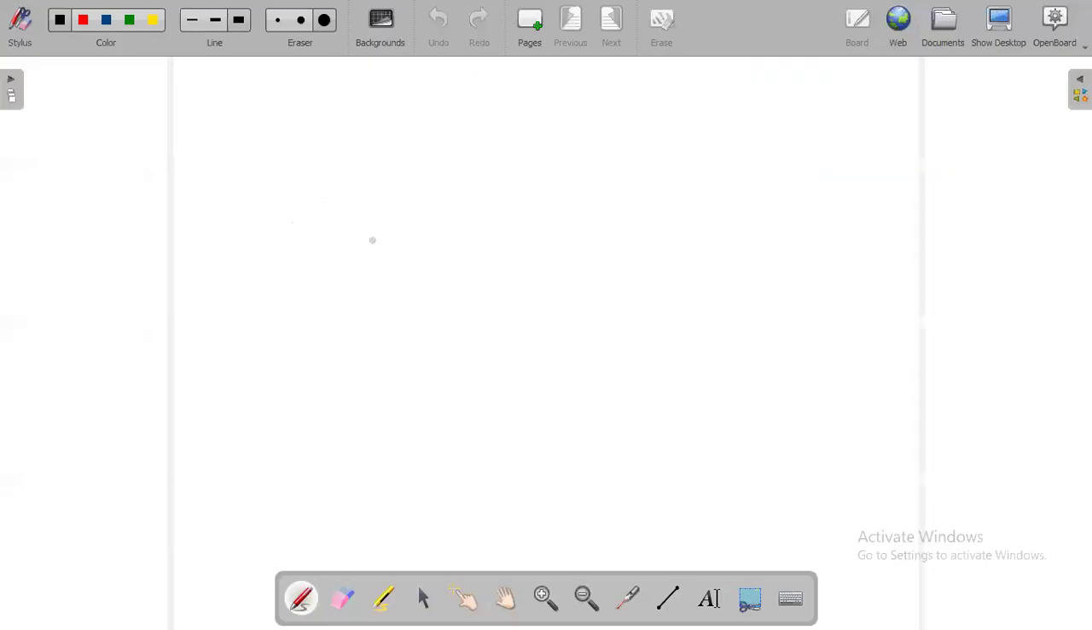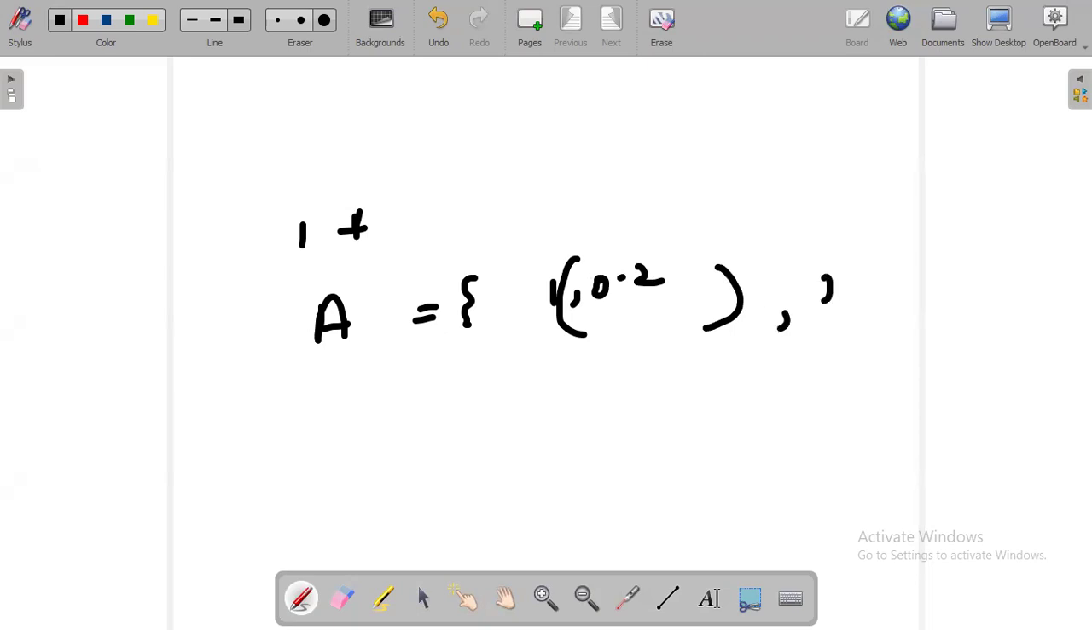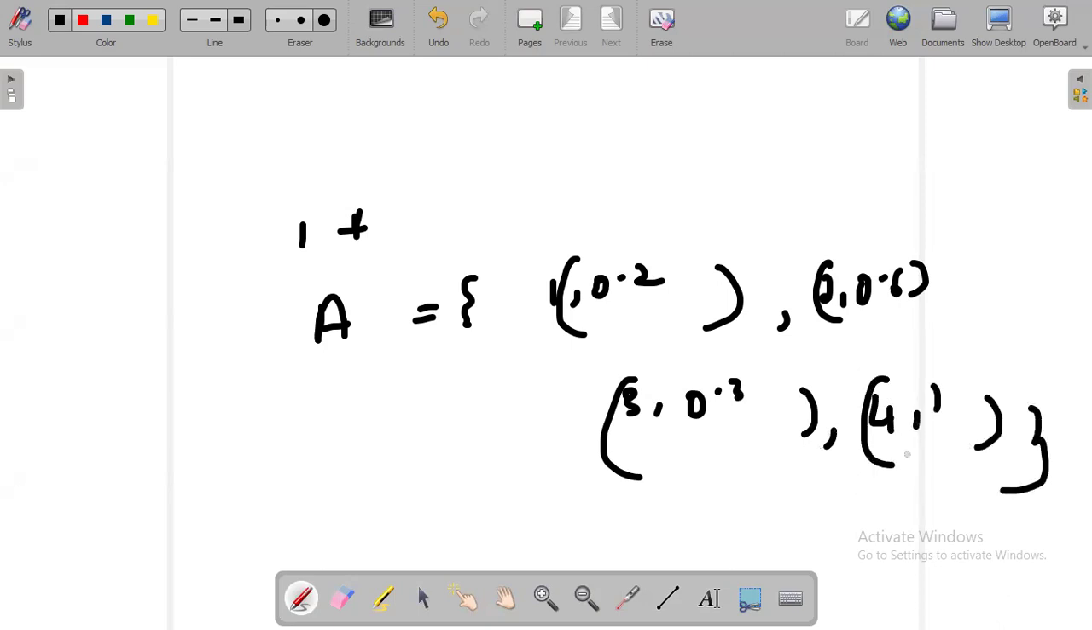Suppose I have one set A. A equals (1, 0.2). One more is (2, 0.6). The third one is (3, 0.3). You can take any values. (4, 1). Now remember, when I calculate the core here, what is the core? It should be 1. So the core value for this particular set is (4, 1).